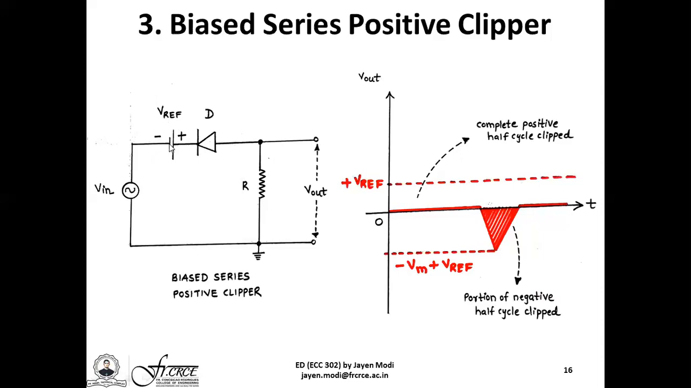Conversely, if Vref was simply removed during the negative half cycle, when we had a minus over here and a plus below, the diode would immediately turn on and it would conduct for the entire negative half cycle of the AC input signal. However, since we have a DC battery reference Vref here, the AC input signal has to become more negative as compared to the value Vref. That is why the negative peak amplitude is actually limited to minus Vm plus Vref.